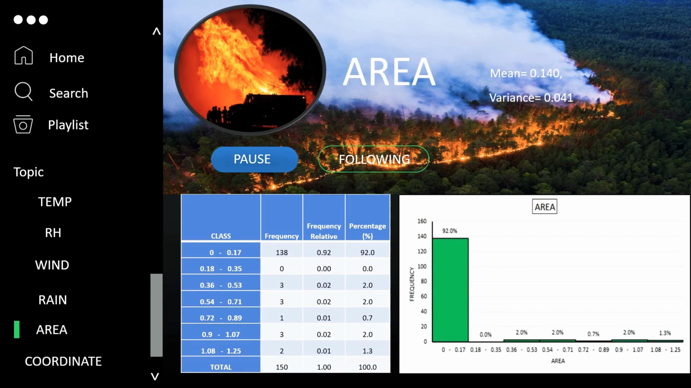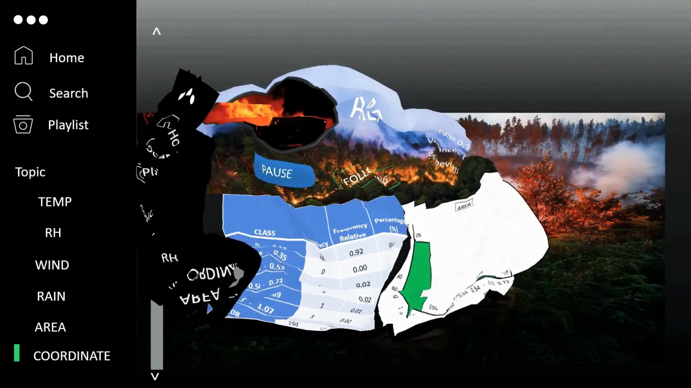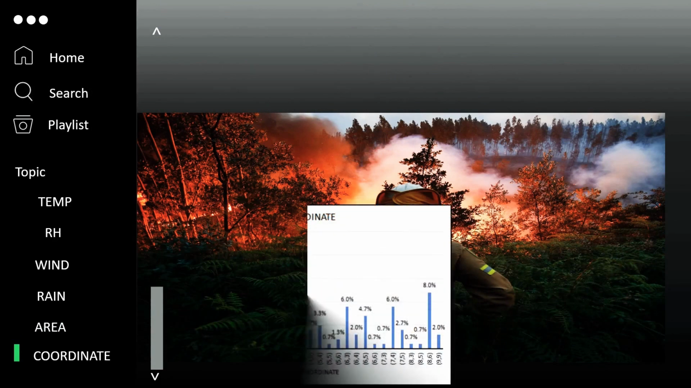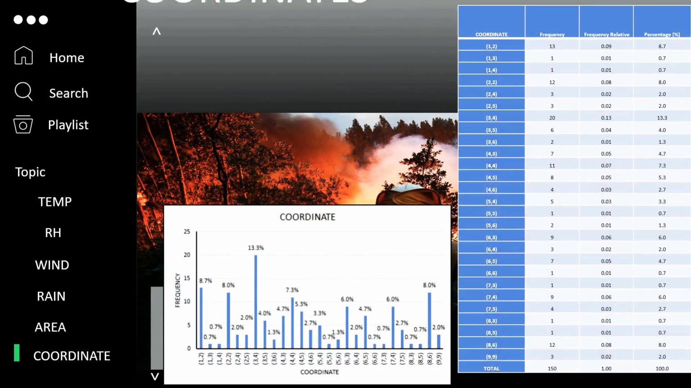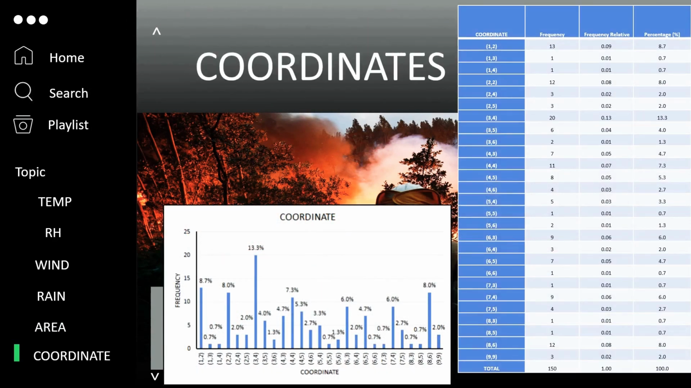Moreover, the variance and the standard deviation of the burnt area of the forest are calculated as 0.041 and 0.202 respectively. Therefore, this indicates that most of the burnt area of the forest is between 0 hectare to 0.17 hectare. Finally, the coordinates.